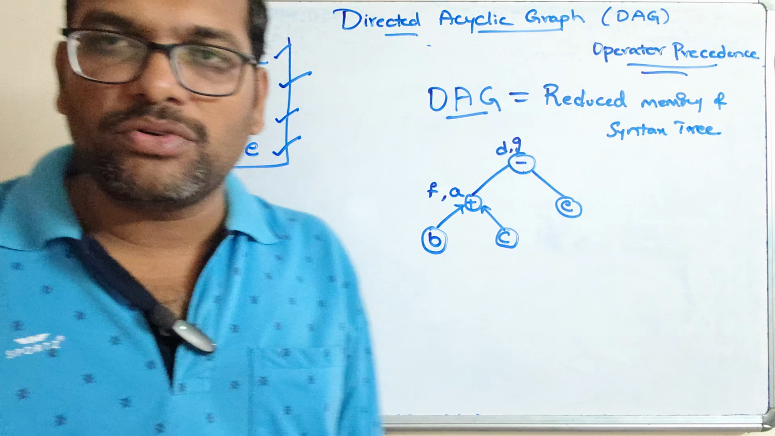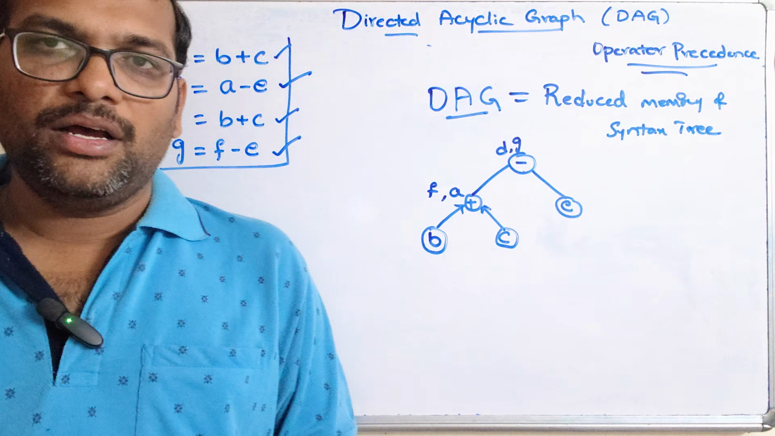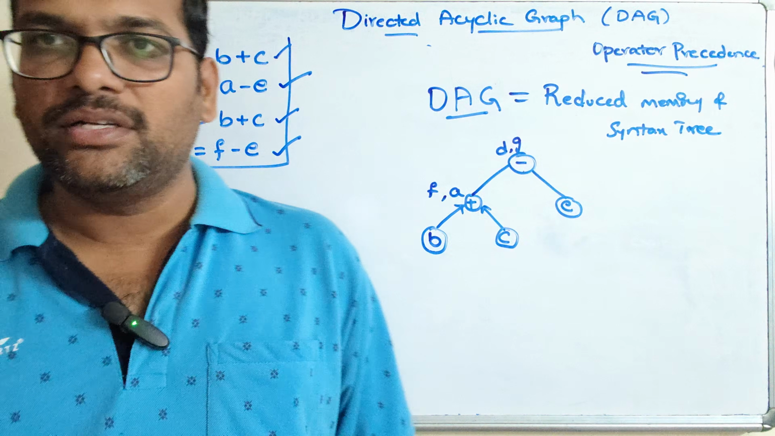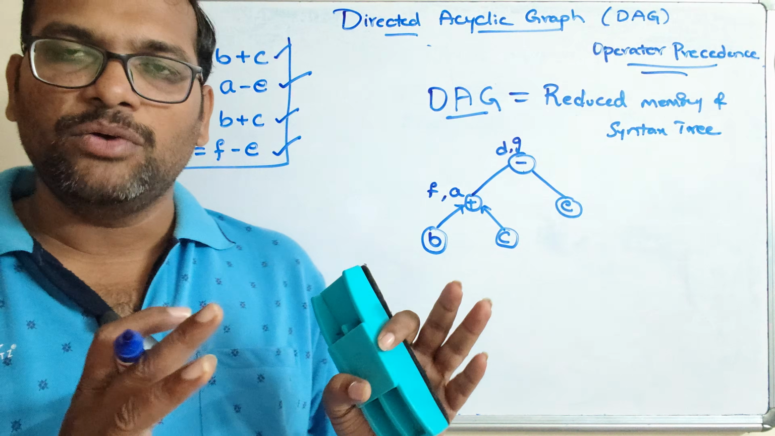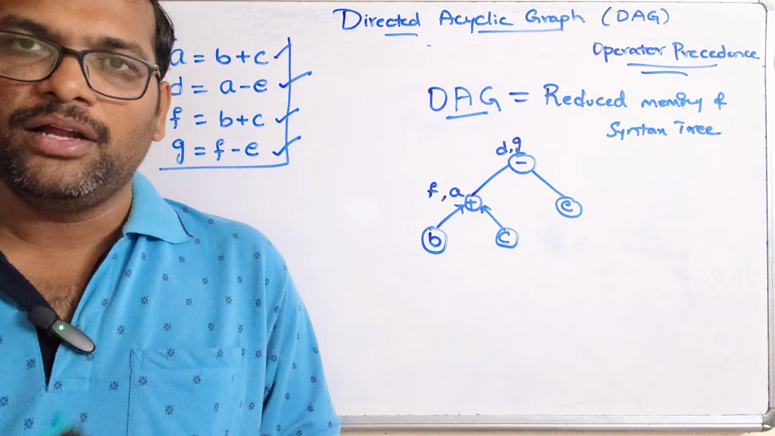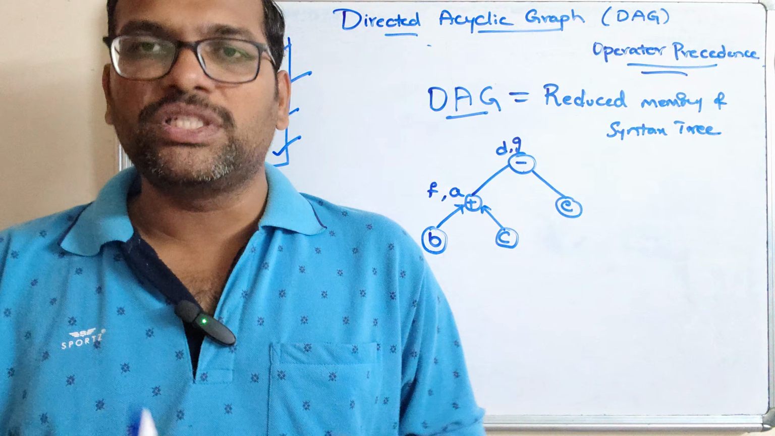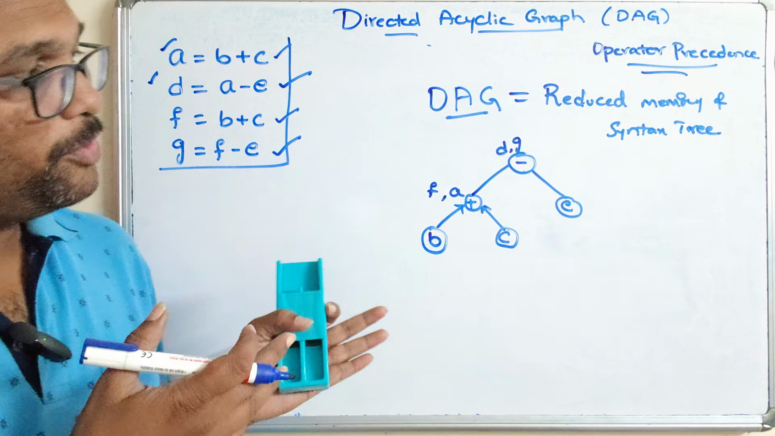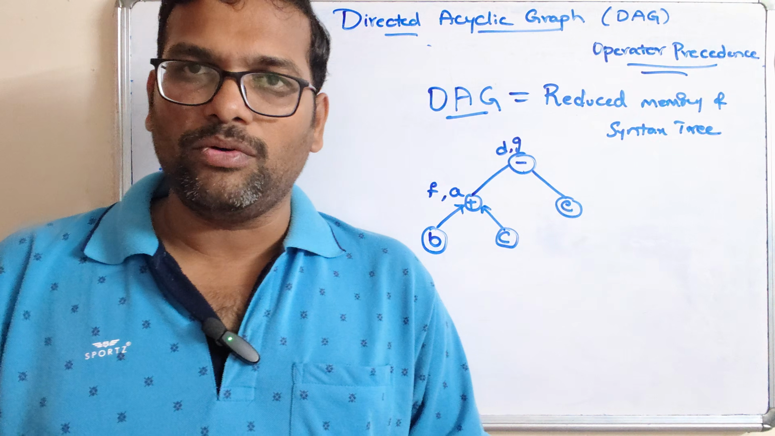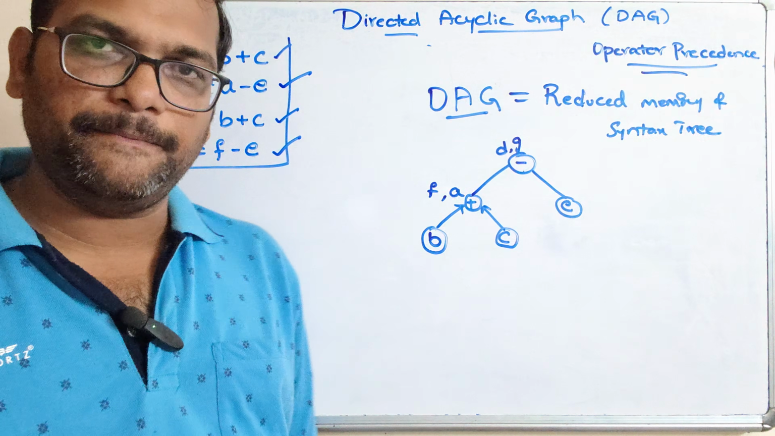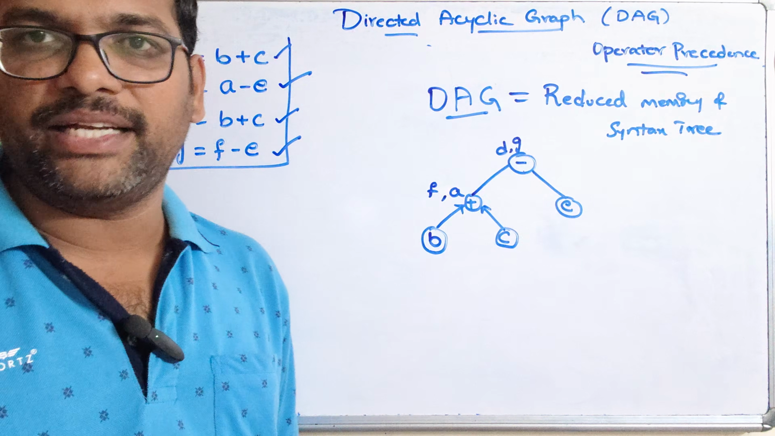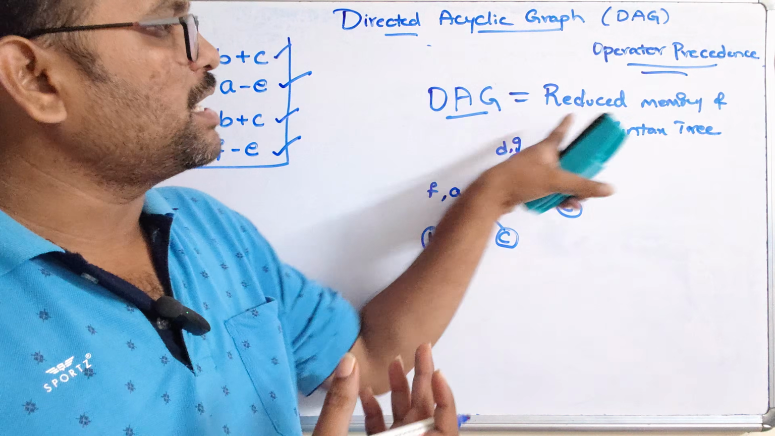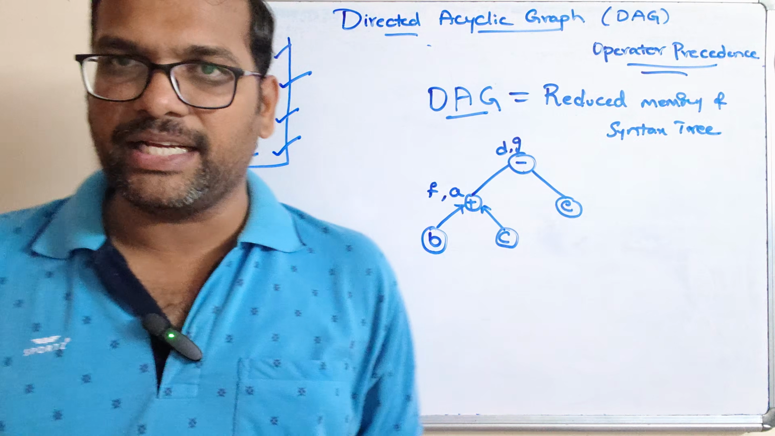Hope you understood this one. Let's stop here, and in the next session we'll see a few more examples of constructing the directed acyclic graph. Just remember, the directed acyclic graph is one type of intermediate code representation, which gives input to the next phase, code optimization. It is also useful to generate the code, and it is a variant of syntax tree. Both are equal but with a minimal modification. So the DAG is a reduced-memory syntax tree.